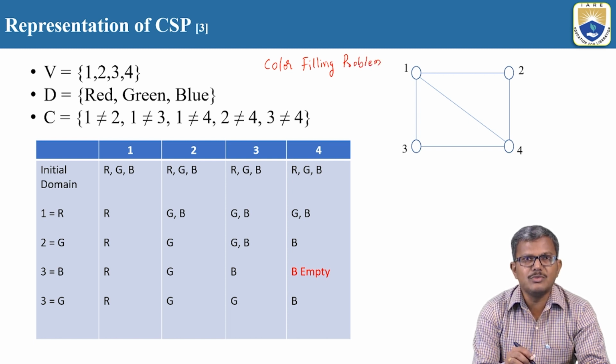So what are the three elements we require? One is the number of variables, and also the domain and also the constraints. So what are the variables we are having? We are having four variables, 1, 2, 3 and 4. And what are the domains?